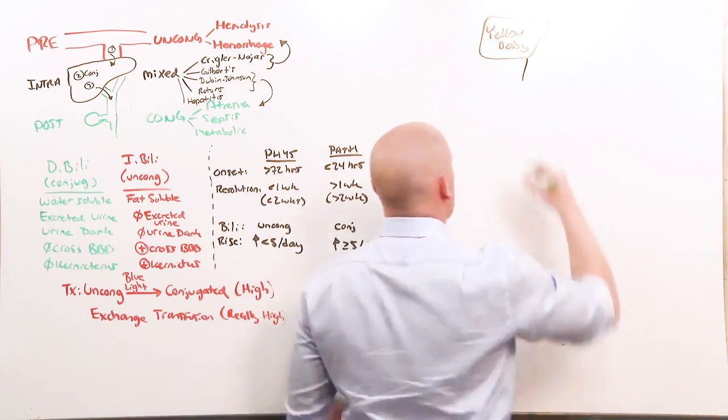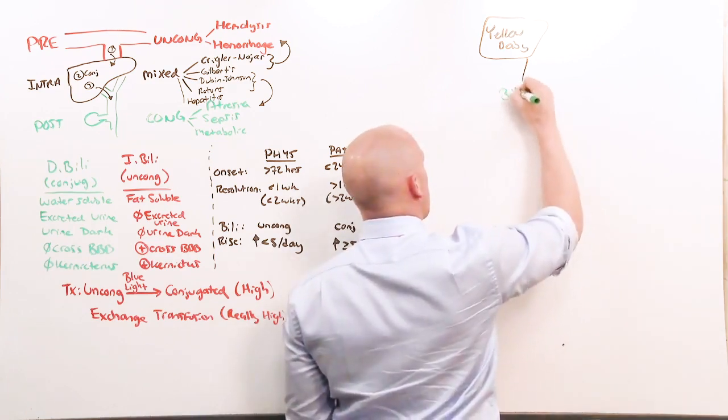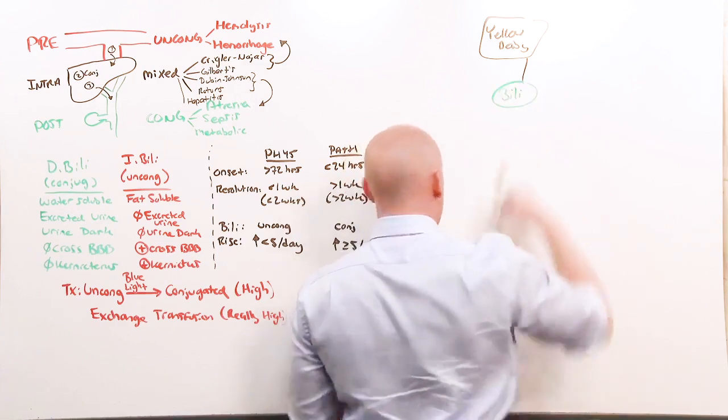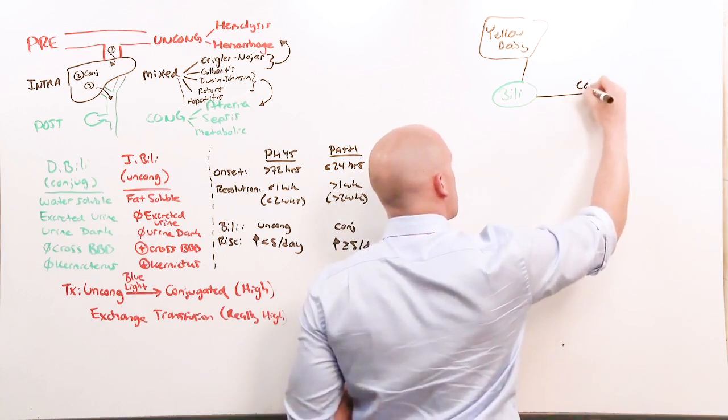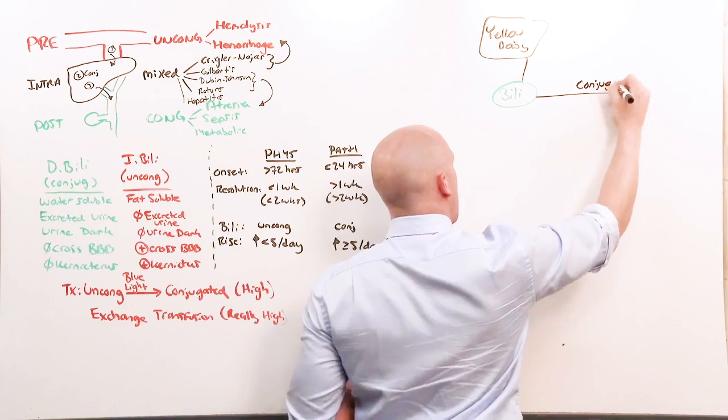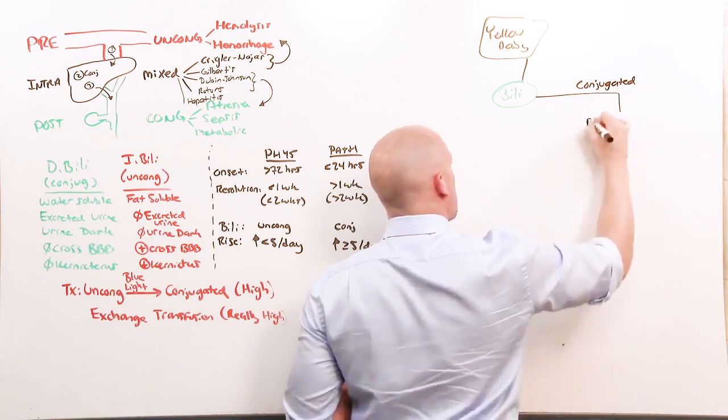Well, the first step, as we've discussed, is to determine the bilirubin. If you have conjugated bilirubin, this is a pathologic jaundice.